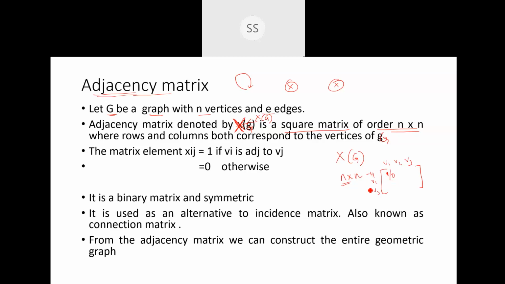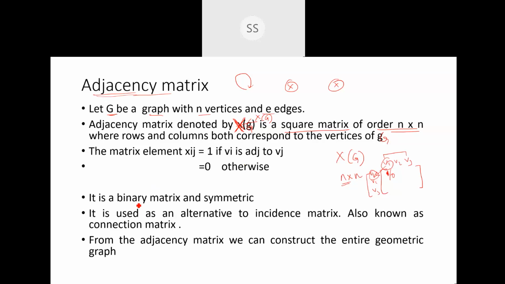As the number of rows and number of columns are the same, we can call it a square matrix. And what about the elements of your matrix? The elements can have a value 1 or 0. What does it mean? If you have a particular vertex V1, if it is incident on this particular vertex, then you will have a 1, or else it is going to be 0. We'll see an example for that and you'll understand.